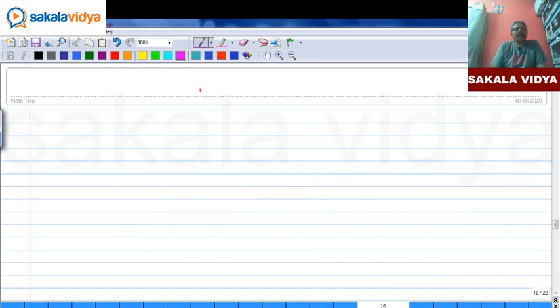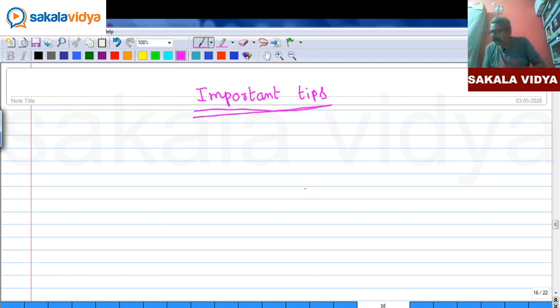Now, important tips useful for the problems. So far I have discussed the concepts you might already have studied. Now the first concept. For example, this is the line, say this point is A and this point is B. A coordinates are x1, y1 and B coordinates are x2, y2.